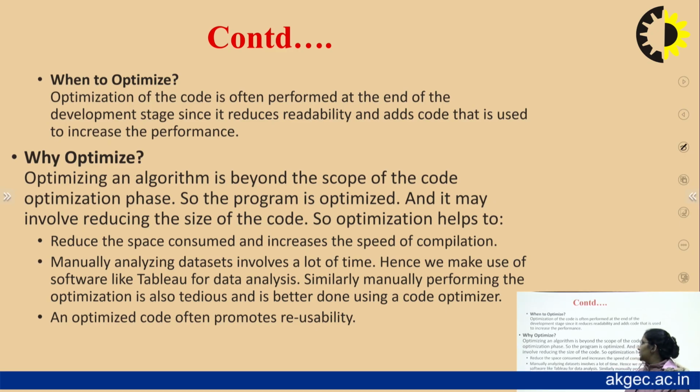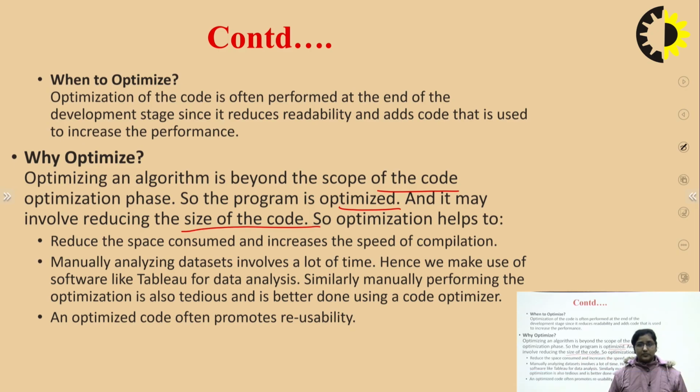Why is this optimization required? Optimization of the algorithm is beyond the scope of the code optimization phase. The program is optimized, and it can reduce the size of the code. What help does code optimization provide to the compiler? It reduces the space consumed and increases the speed of the compilation time.